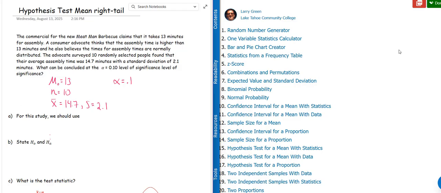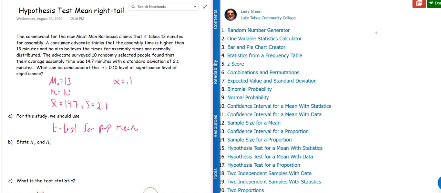For this study, our options are a z-test for proportion or a t-test for a mean. And we want to use the t-test for population mean. And we can do that even though n is less than 30, because we're told that the original population is normal, so we can use that test.